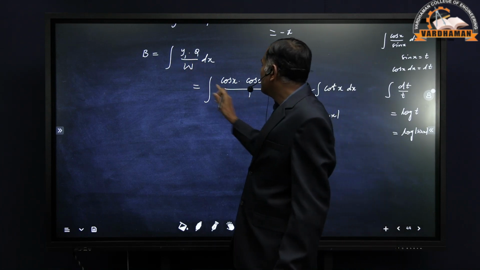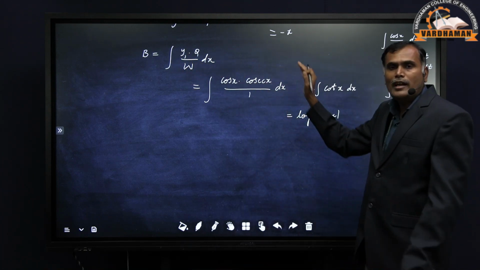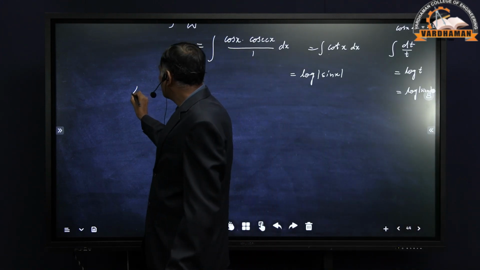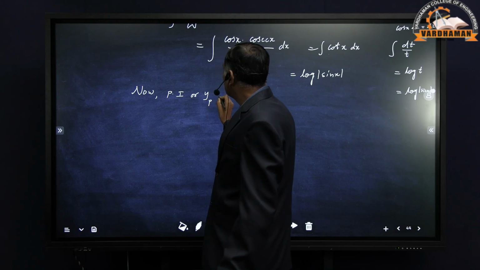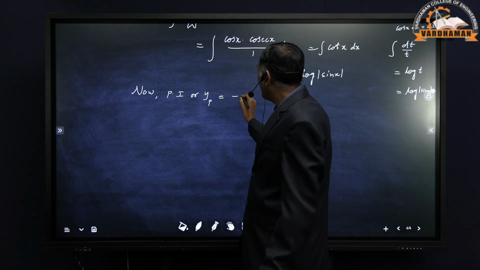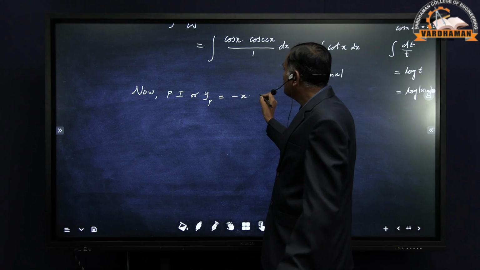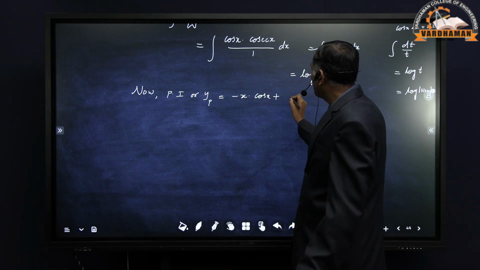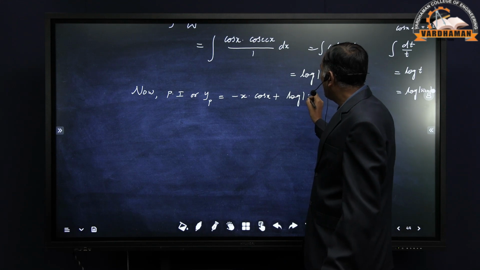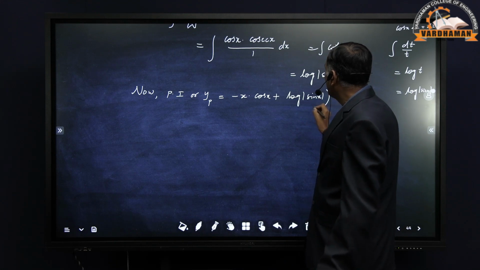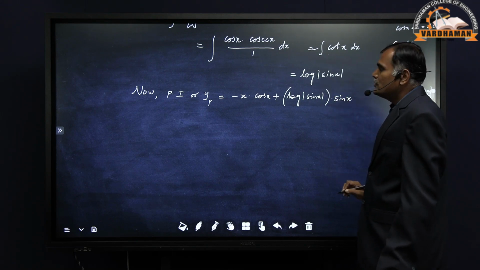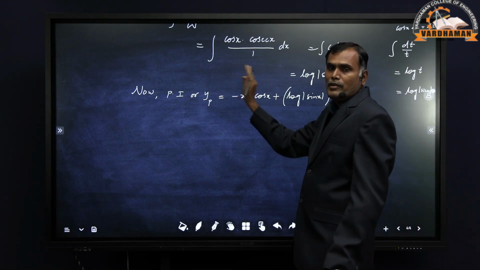Now this is b. Now after finding a and b, write down in PI. Now PI equals a into y1, that is minus x into cos x, plus b, that is log sin x, into y2, that is sin x. Now this gives the PI of the given problem.